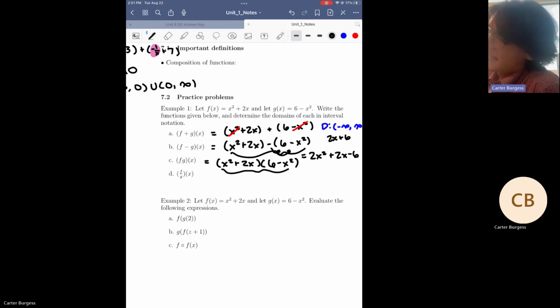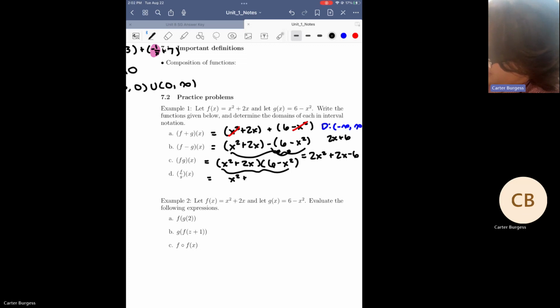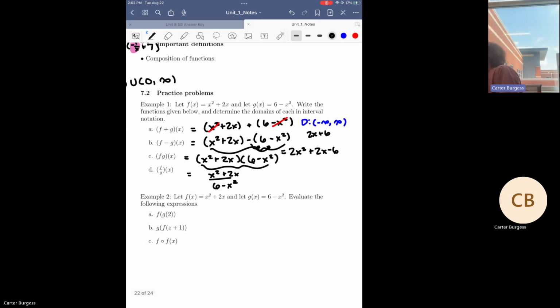All right, and then lastly, f divided by g of x. This is x squared plus 2x over 6 minus x squared. Now we said that our domain for b and c is going to match. It's going to be all real numbers. There are no denominators. There are no square roots. We don't need to worry about anything.